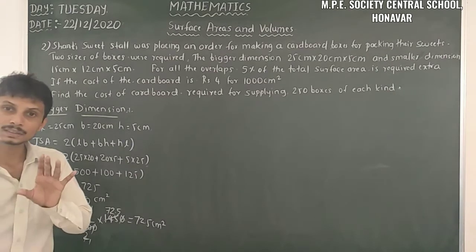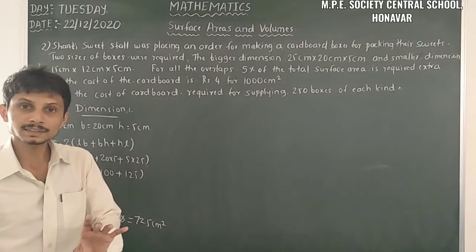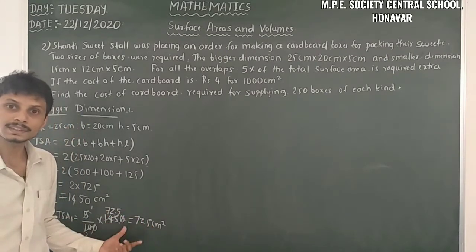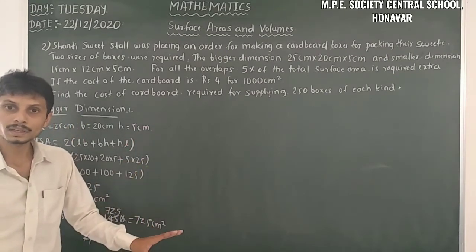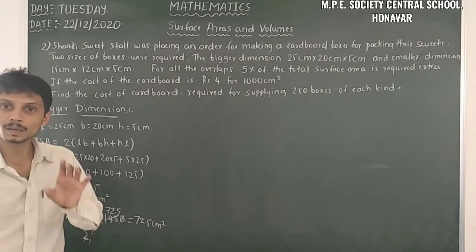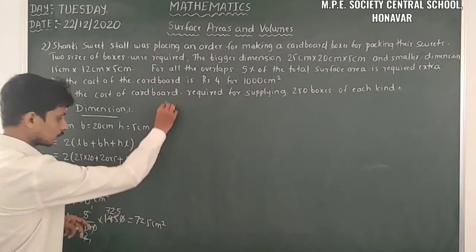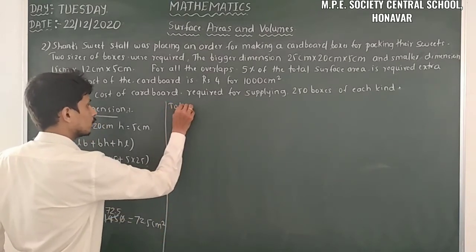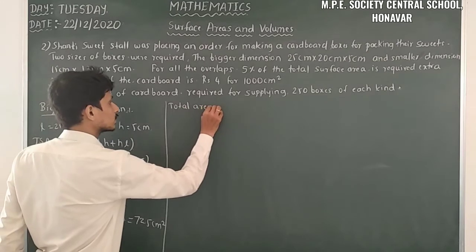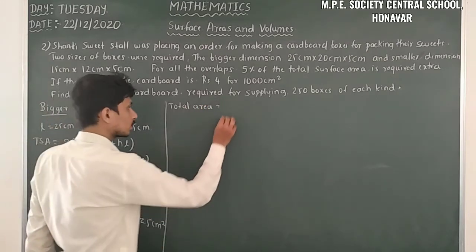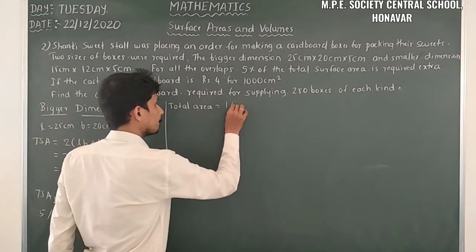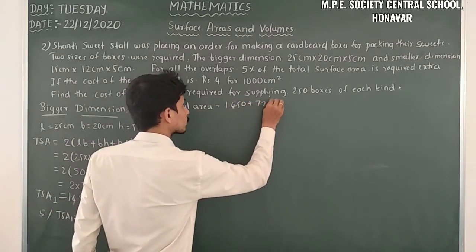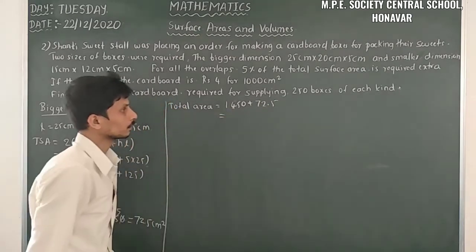So when we take the total of that one, this is the total area for the single bigger box. So let us take the total area. Total area is equal to 1450 plus 72.5, which is equal to what we get here.